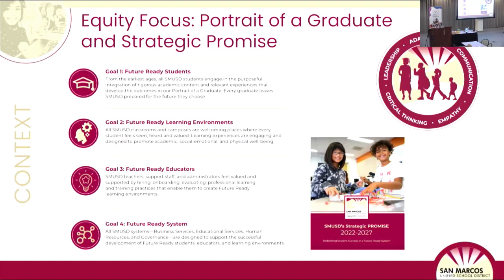We have 4 goals that are part of our strategic promise, how we're going to get to our portrait. 1 is future-ready students, 2, future-ready learning environments, 3, future-ready educators, and 4, future-ready system. Real easy to say, real hard to do. But really, we think about this in a bottom-up way. We have to have our system working. So that is our business services, our educational services, our human resources, our governance, all working together in order to get our educators prepared so that they are creating learning environments that are equitable for our students, so that our students truly do feel as if they can and will become future ready.